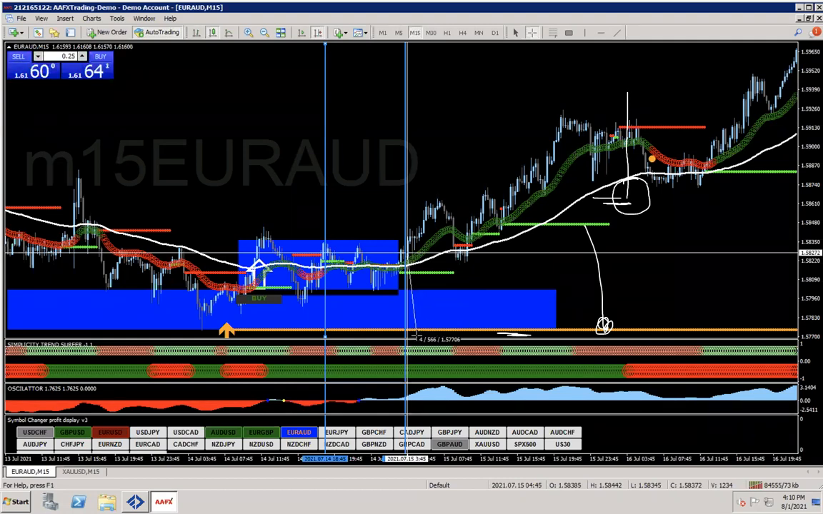Okay. Now, if you had gotten in right here, would you necessarily have been wrong? No, you would not have. But your lot size would have had to be so small, you would have had to ride this thing all the way up here to get the equivalent. You would have had to ride it 150 pips for what you could have got in these 80 or 90. It'll make sense tomorrow.